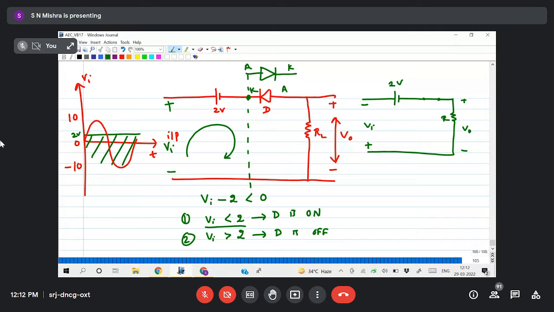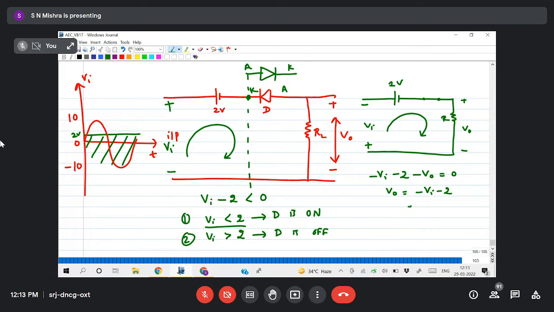Because entire thing, if I cover, then 0 to minus 10, I have to take plus minus. 0 to 2, I have to take minus plus. So why take both the conditions? I will take directly negative half cycle like this and apply KVL here. So plus to minus, minus Vi minus 2 minus V naught equals to 0. So V naught equals to minus Vi minus 2.